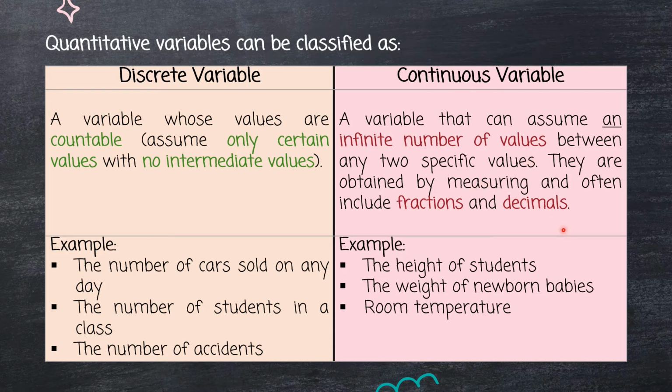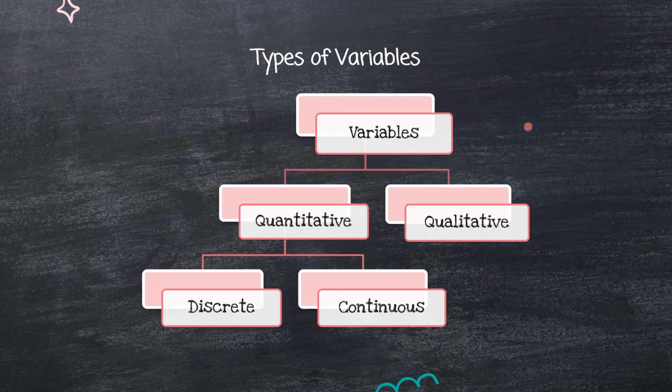Whereas a continuous variable is a variable that can assume an infinite number of values between any two specific values. They are obtained by measuring and often include fractions and decimals. Examples of this variable are the height of students, the weight of newborn babies, and room temperature. So the diagram shows the relationship between types of variable.